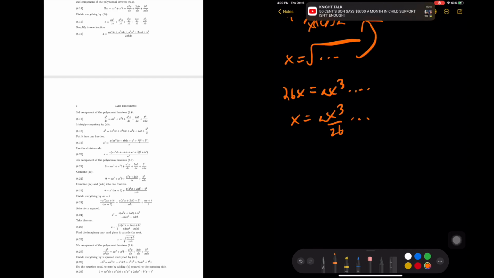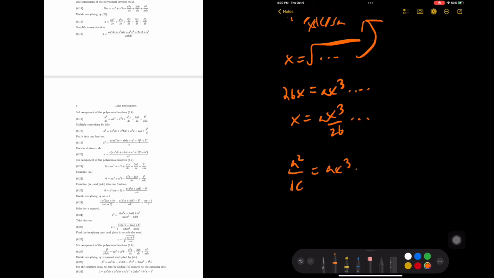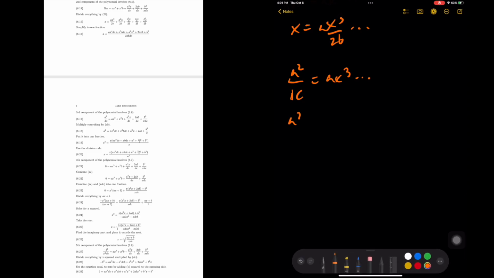Okay, third one, we have a squared over dc. Set that equal to ax cubed, etc. Now this one's a bit more tricky. However, it's still fairly easy. We're going to multiply everything by dc. So we have a squared is equal to ax cubed times dc. Same thing, you're going to times everything by dc there. And then we're going to put it into one fraction, right?